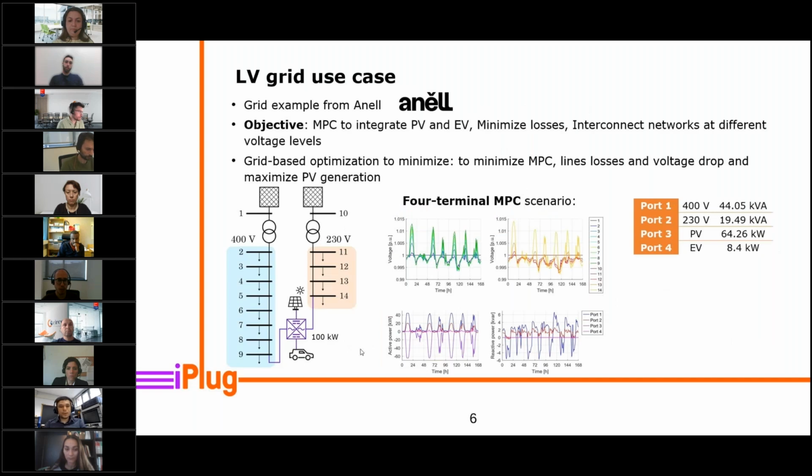Then we have also used two use cases from a local distribution operator that we have here in Catalonia called ANEL. And the idea here is to analyze how this MPC can help to integrate renewables, other components, or also help to improve the grid operation. In this case, we connect it like a soft open point, but adding additional terminals. And we see that the size of this terminal is very similar to the previous case for buildings, so around tens of kilovolt amperes or kilowatts is the size of this converter.